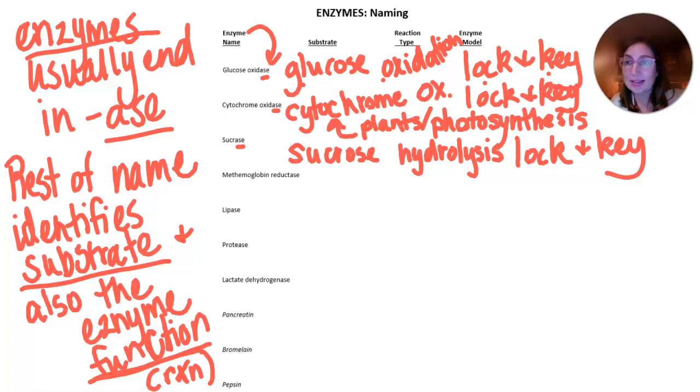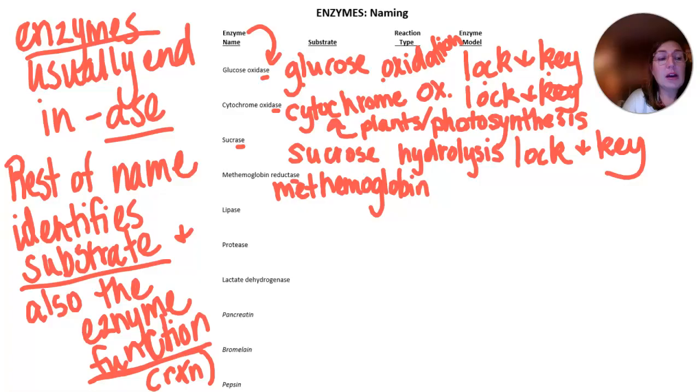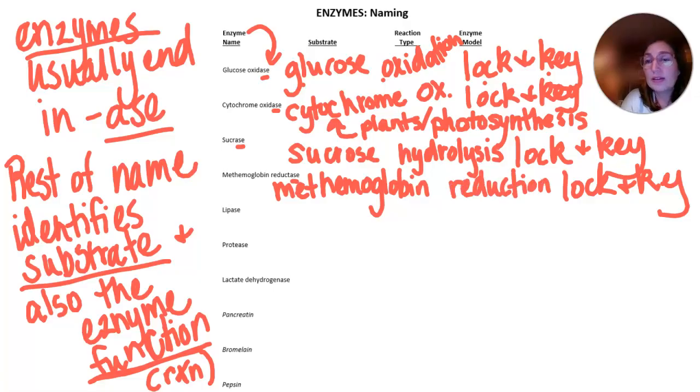methemoglobin? It looks like METH, like it's the prefix meth for one carbon, but it's about hemoglobin, so it's actually called methemoglobin. So we've got methemoglobin reductase. So it ends in ASE. It's an enzyme. It's going to act on the substrate methemoglobin. Since it's really specific like that, this is another lock and key. And then it says reductase. So that means it's undergoing a reduction reaction. So methemoglobin reductase is for a reduction reaction involving the specific compound methemoglobin.